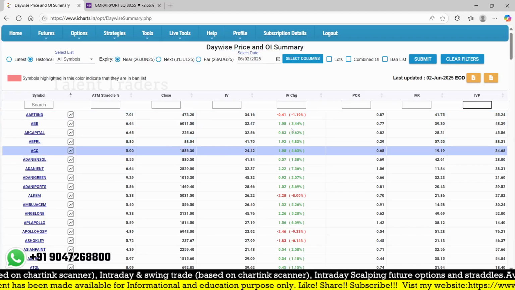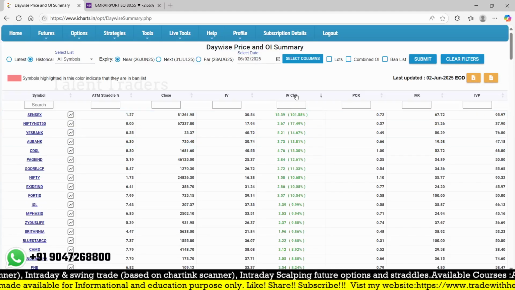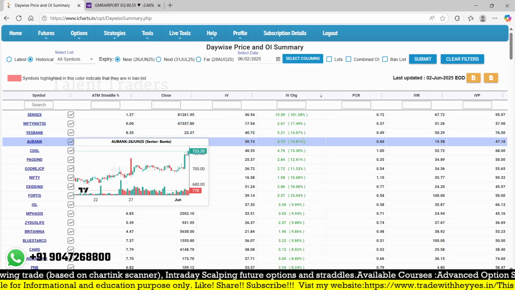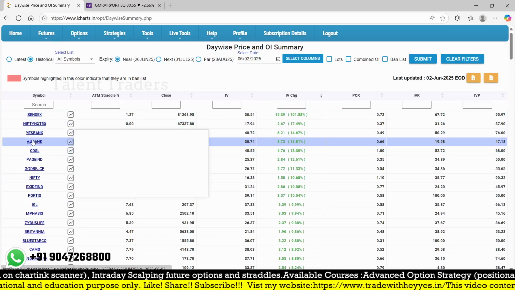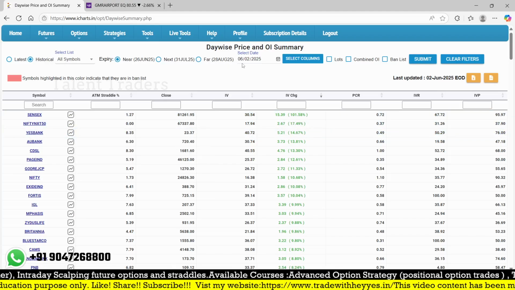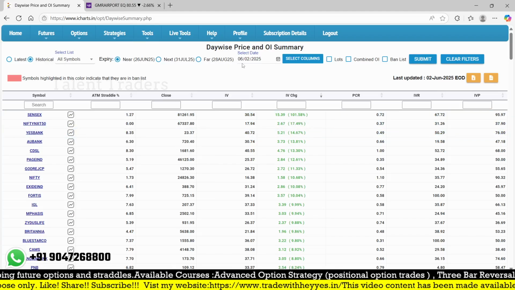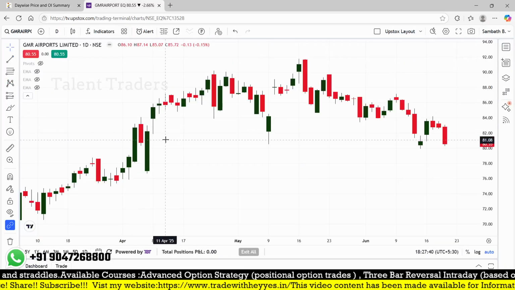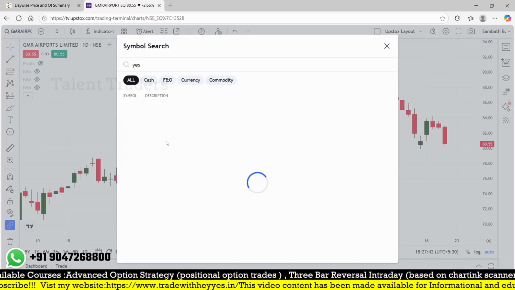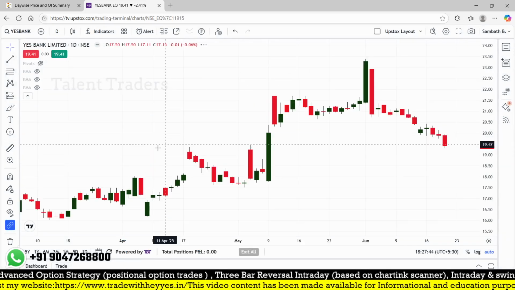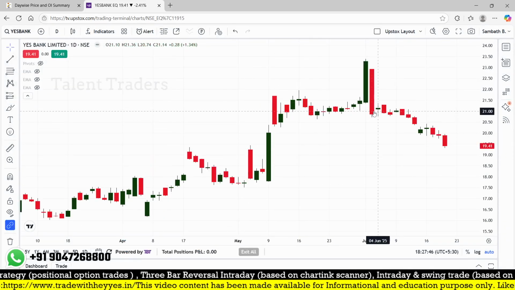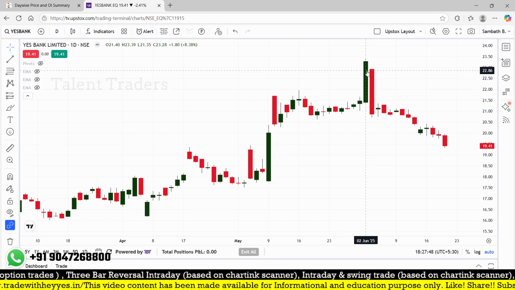Yeah, it will be fetching you all the stocks. So from there you can check the stock which is changing the IV. There is SBI Bank and AU Bank. There is a huge change on 2nd June. After 2nd June, SBI Bank is increasing the volatility. Here is a huge volatility.